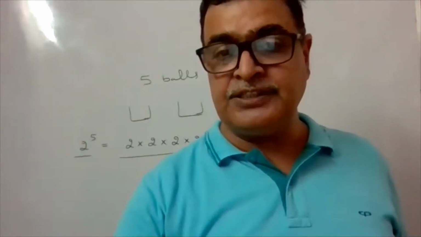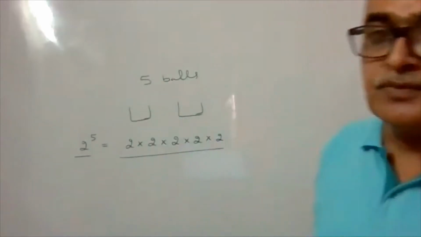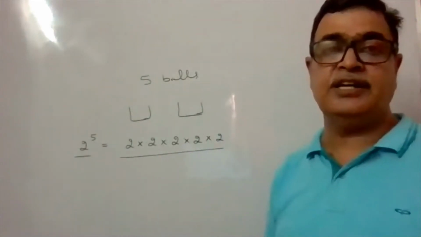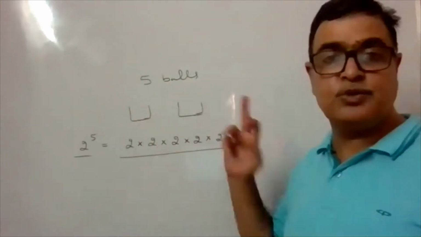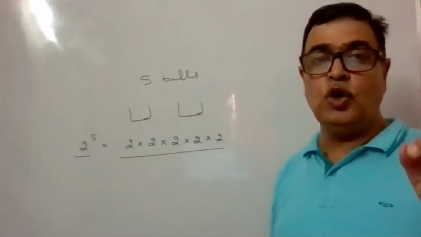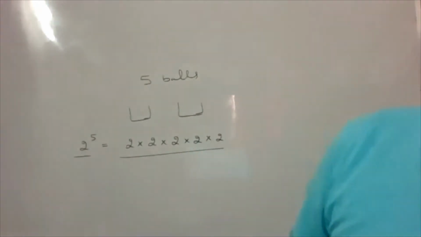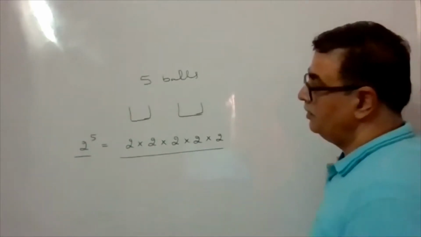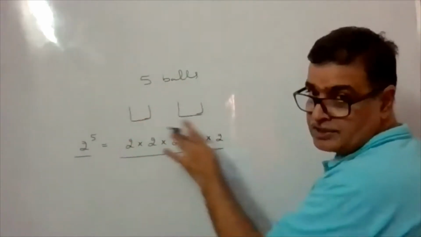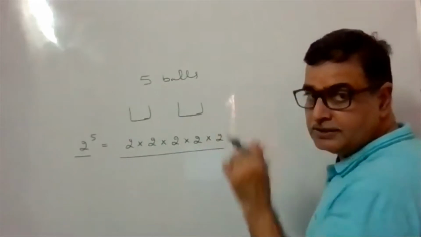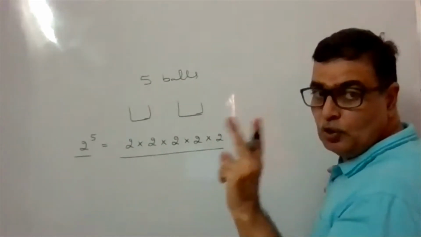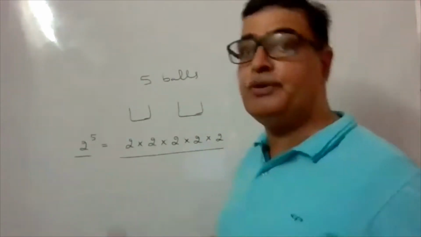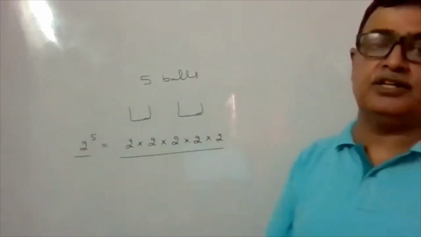One more question can be asked in this: how many ways are there in which, again, we are distributing in 2 boxes, such that no box remains empty. 5 balls to be distributed among 2 boxes in such a way that no box remains empty. कोई भी खाली नहीं रहना चाहिए, कम से कम एक बॉल आनी चाहिए.